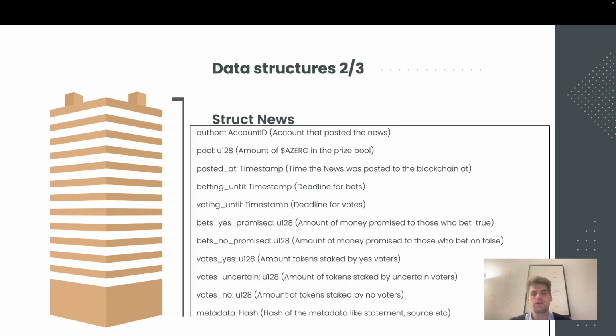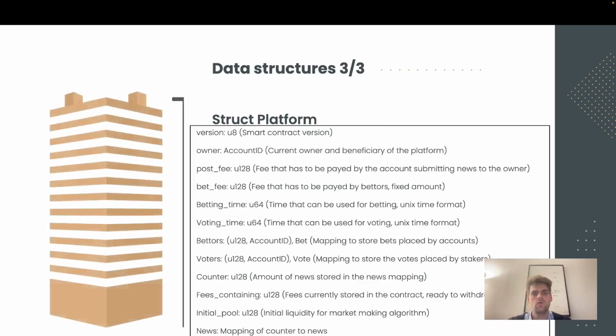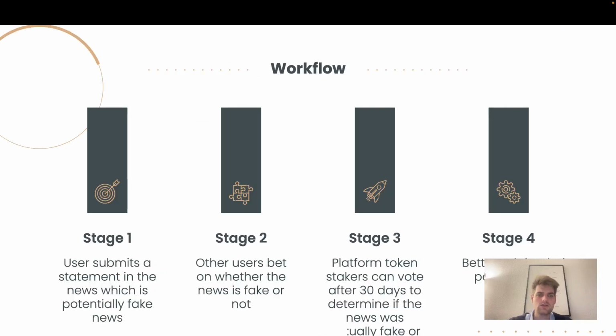Furthermore, we also store metadata, which is the hash of whatever news content there was, plus the resources and the sources. Then we have the platform struct. This stores in mappings the structs which we have looked at before. So all the voters, all the bettors, and the news. At the very bottom, you can see that there's the CG token. This is the platform token. And we store the address of this token to check who voted, of the voters stored and staked what.